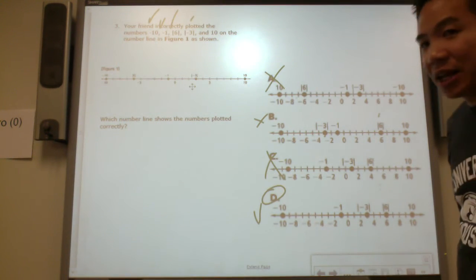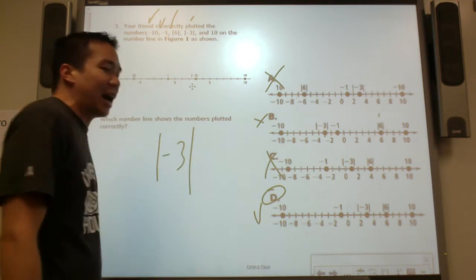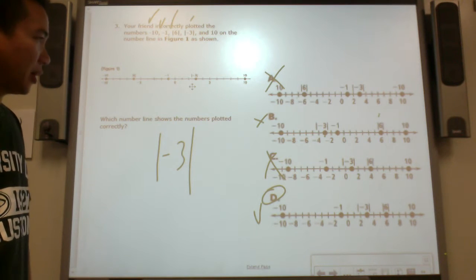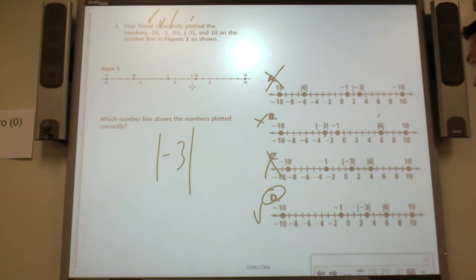Some of you may have plotted B, but think about it. What is the absolute value of negative 3? 3. So it should be under 3.